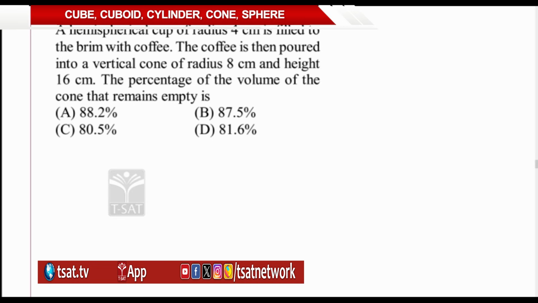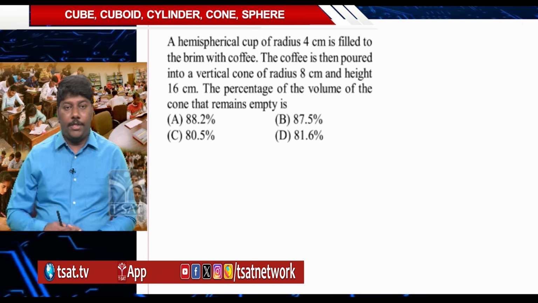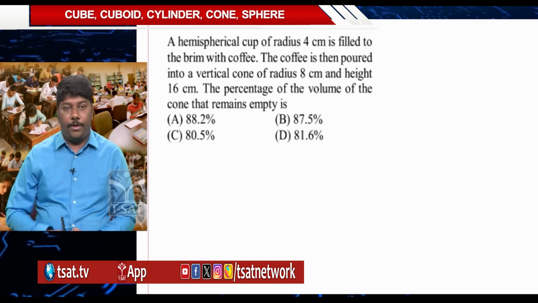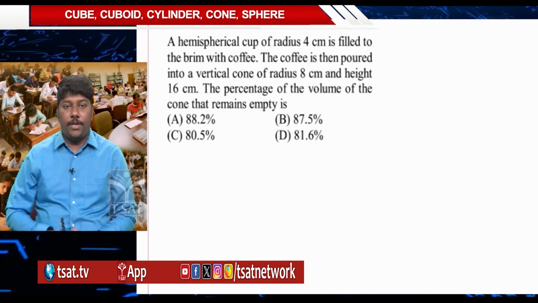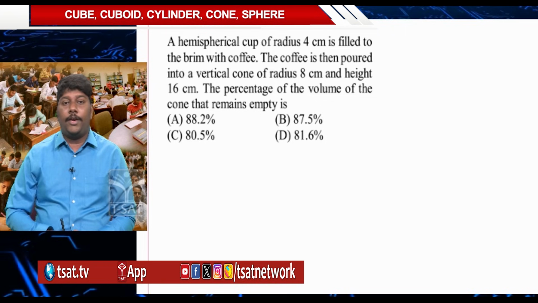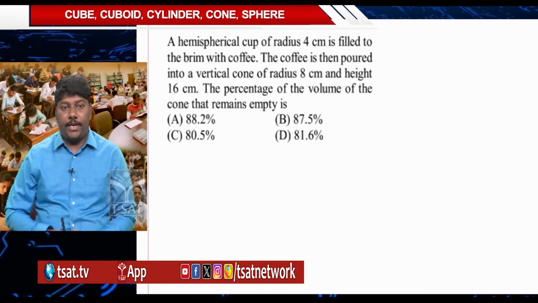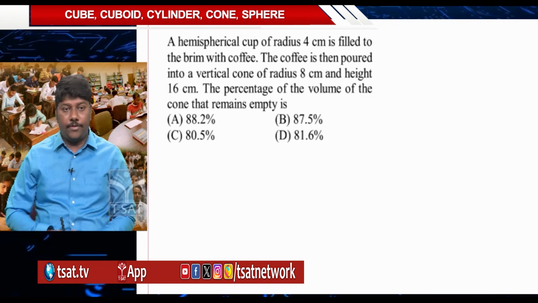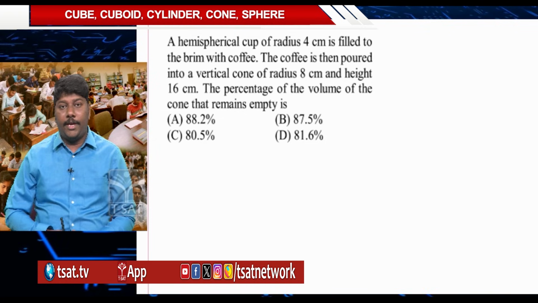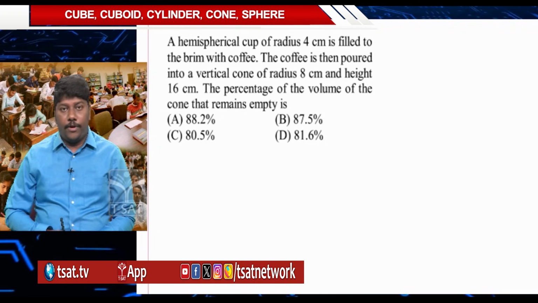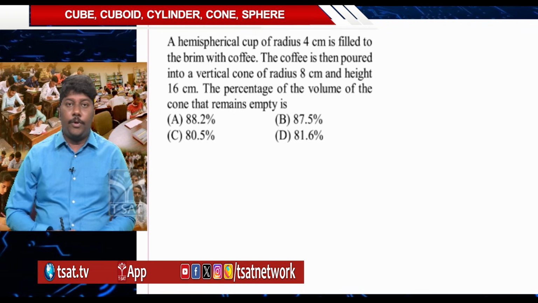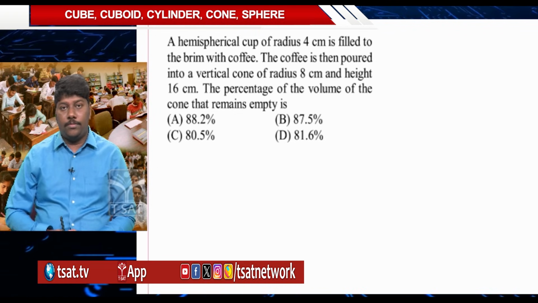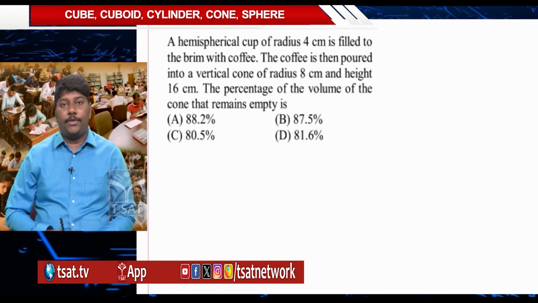A hemispherical cup of radius 4 centimeter is filled to the brim with coffee. So, you are filling a hemispherical cup. It is in the shape of a hemisphere. You are filling it with coffee. The coffee is then poured into a vertical cone of radius 8 centimeter and height 16 centimeter. The percentage of the volume of the cone that remains empty. First of all, how much you are filling is very important. So, you are actually pouring a hemisphere into a cone. So, what percentage of the cone is filled?